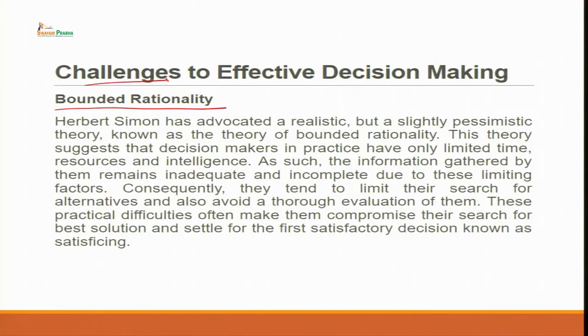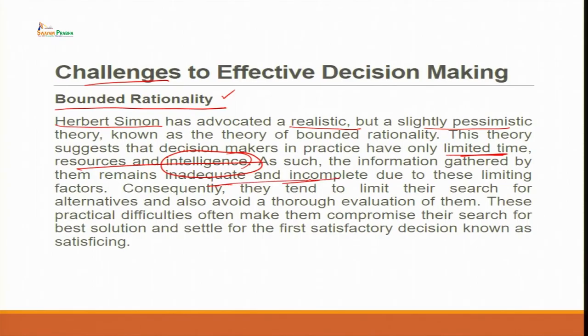Let us understand this decision making challenge, that is, bounded rationality. It was given by Herbert Simon. He advocated a realistic but slightly pessimistic theory known as the theory of bounded rationality. This theory suggests that decision makers in practice have only limited time, resources and intelligence. So, that is the important aspect. Intelligence is limited. As such, the information gathered by them remains inadequate and incomplete also.